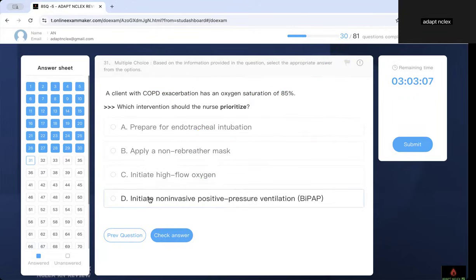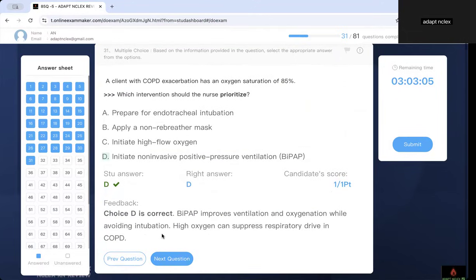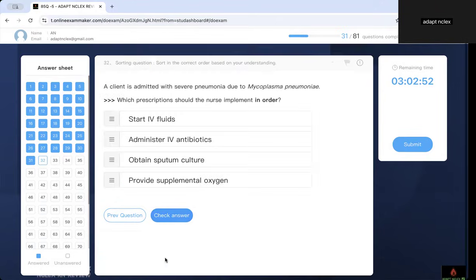And then, before you give them oxygen, this is a concept I want you to know. This is what you need: BiPAP improves ventilation and oxygenation while avoiding intubation. High oxygen can suppress respiratory drive in COPD. That's the concept. Master them.